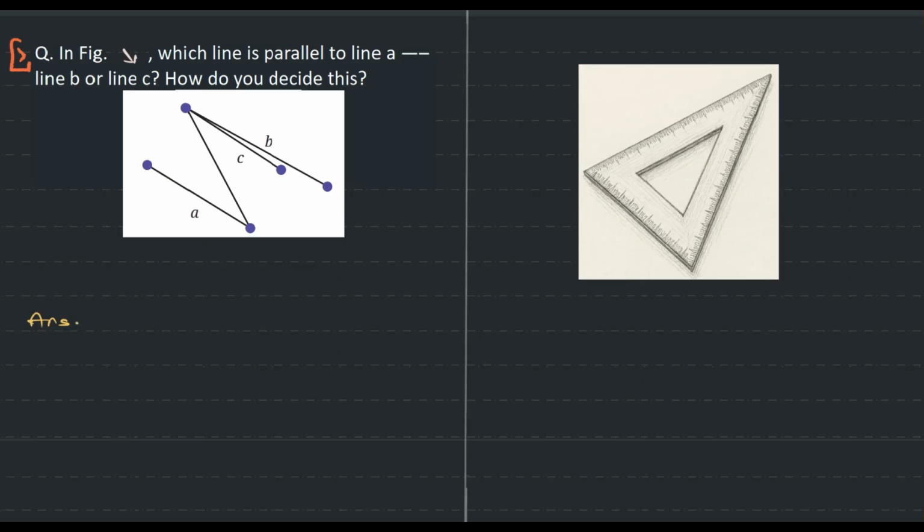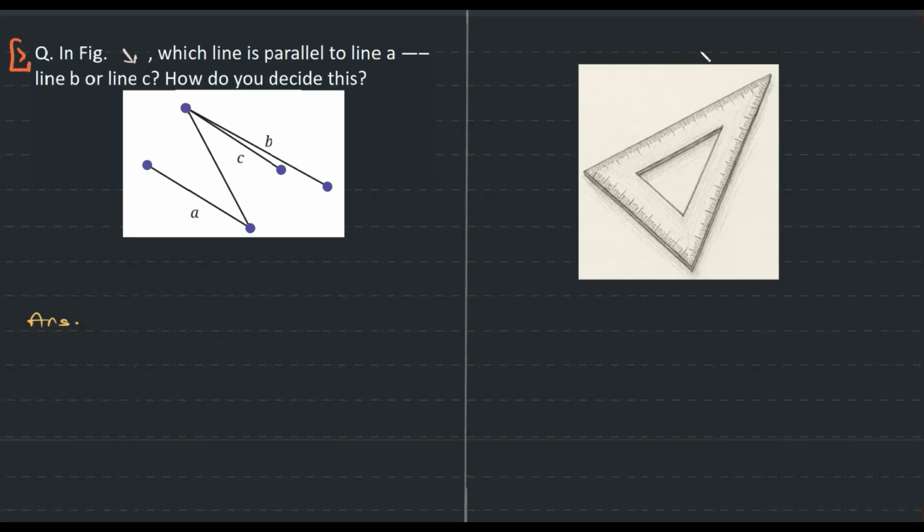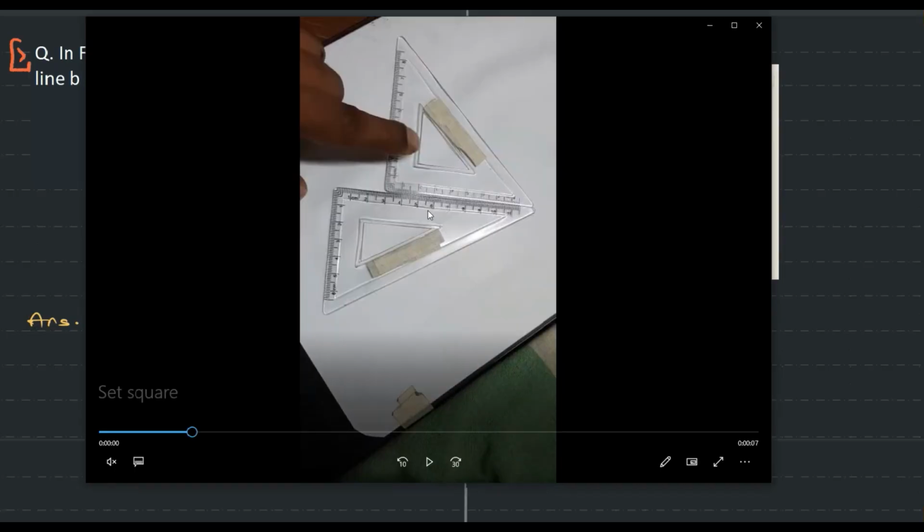Okay, this is a set square, or let me show the live one. This is your set square. You have to make use of this. If you don't have one of these, but you need at least one, you can use a scale. So how to do it exactly, I'll show it. I need to arrange a few things. Okay, so let me show how to use a set square.